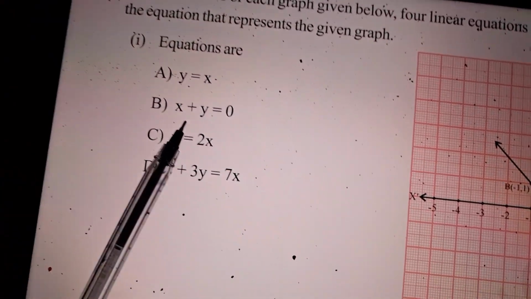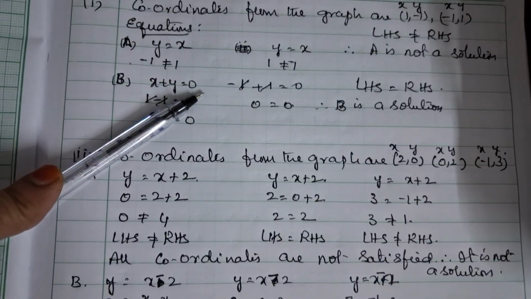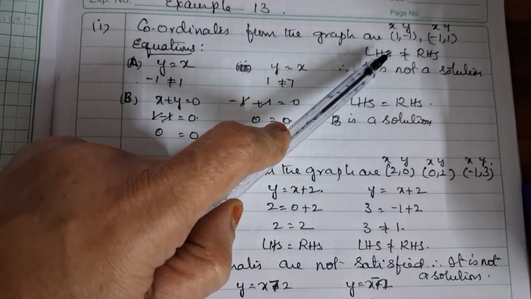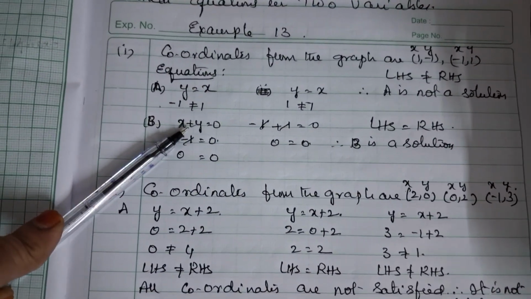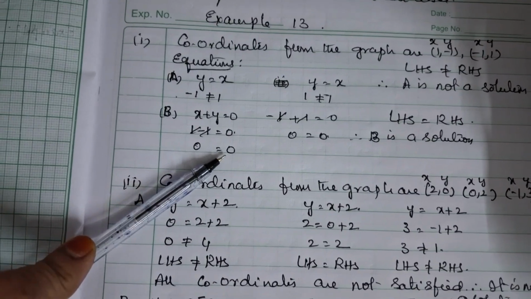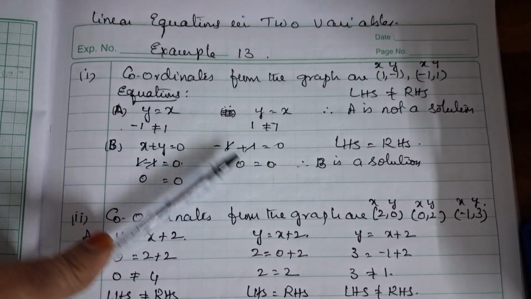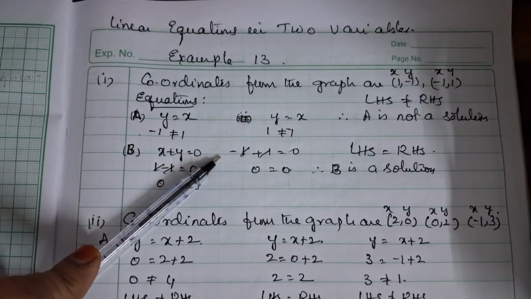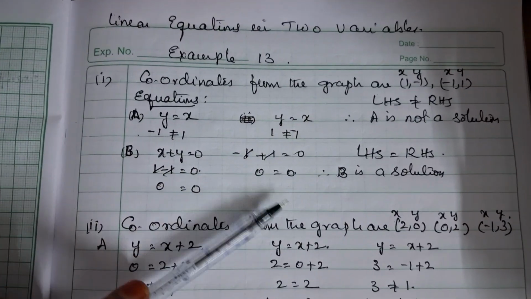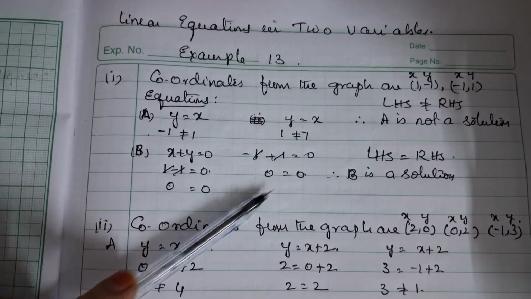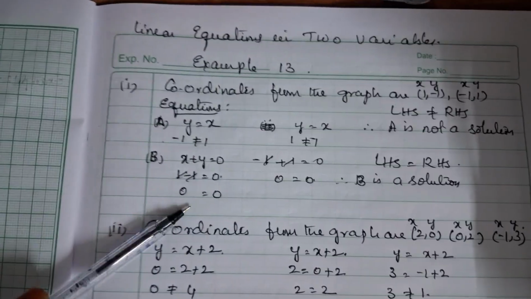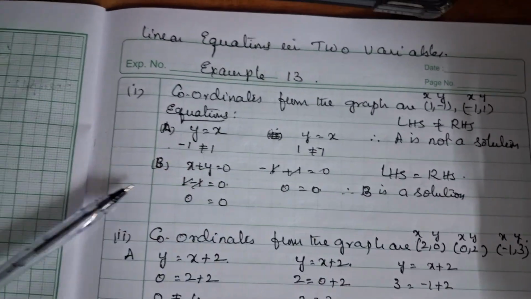Now I have taken B equation. So what is the B equation given here? x plus y is equal to 0 is the equation given here. So x plus y is equal to 0. So x value, how much you have got? 1. y is minus 1. So x is 1. Plus of minus 1, 0 we are getting. 0 is equal to 0. And the next one, x is minus 1 and y is how much? x plus y, they said. x is minus 1, y is plus 1. So minus 1 plus 1 also you have got 0. So in these 2 cases you are getting LHS is equal to RHS. So it is B which is the solution.